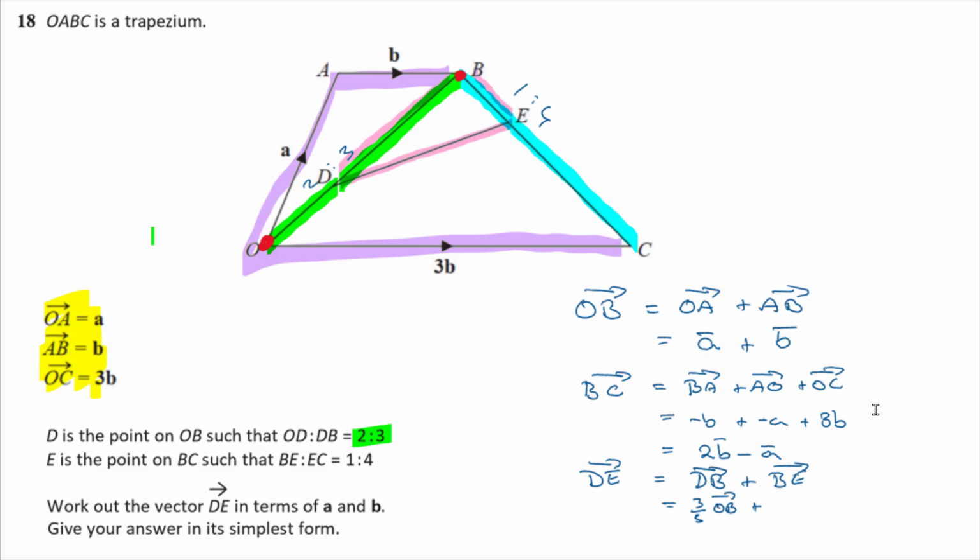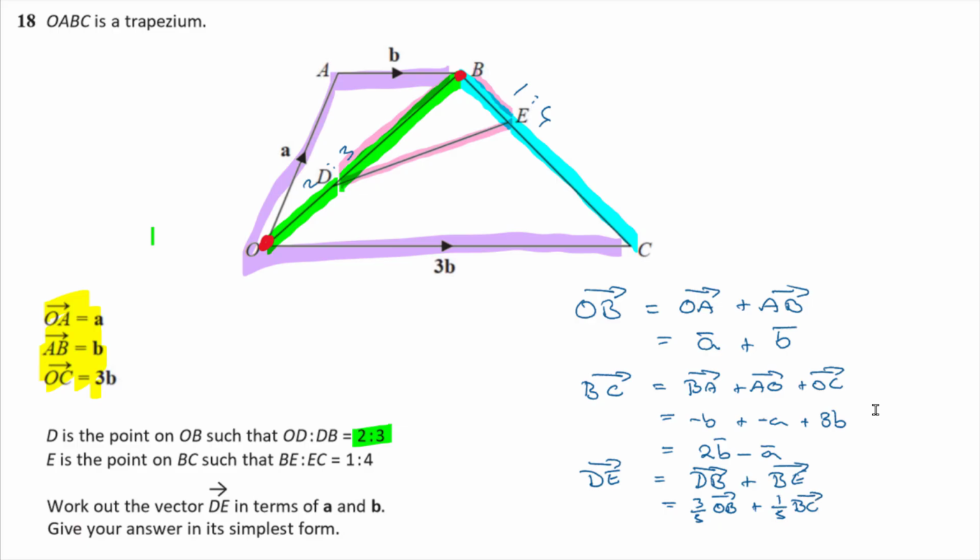Similar reasoning from b to e. We can see b to e is a fraction of b to c. It's in the ratio of 1 to 4. So if you add those together, you can see that b to c is made up of 5 parts, and the b to e part is one of those 5 parts. So b to e is 1/5 of b to c.